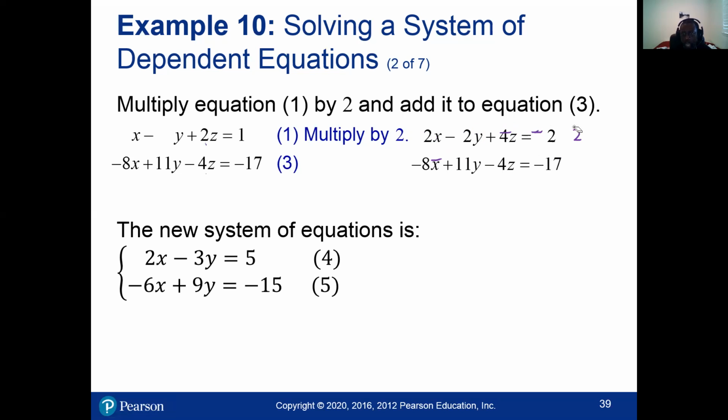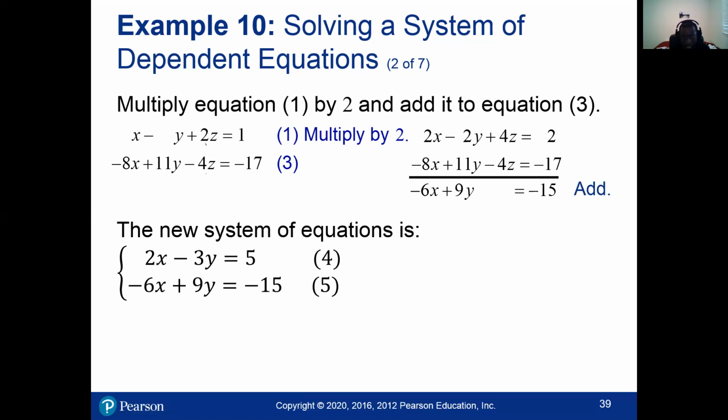So now we're going to add them. When we add these two, you get negative 6x plus 9y equal to negative 15. So this will be my equation 5. The other one is equation 4. So you put them here and let's try to solve this.